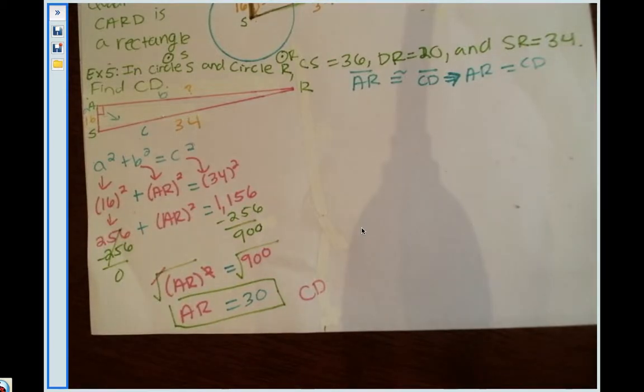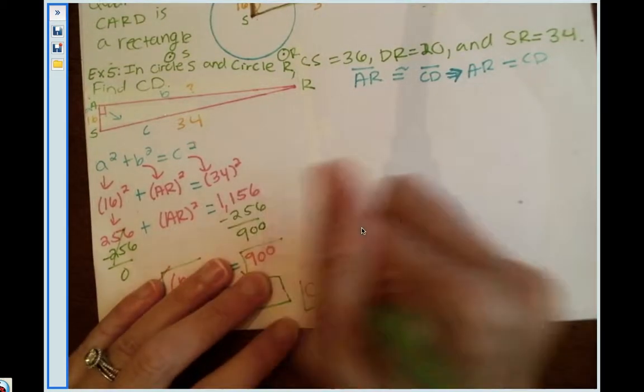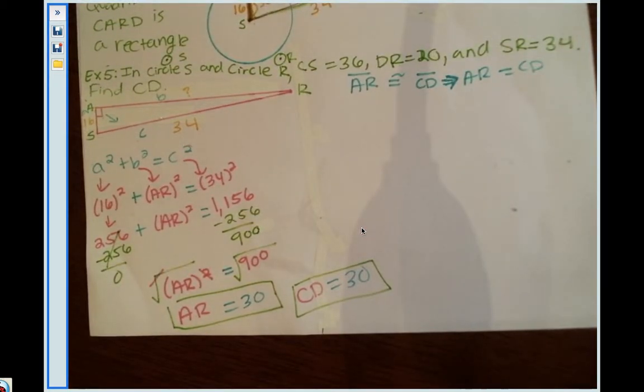Holy hot dog, you guys. That was exciting. I'm sad though, because the problem just ended. I don't like when the problem ends. Okay, so that means that CD is 30.